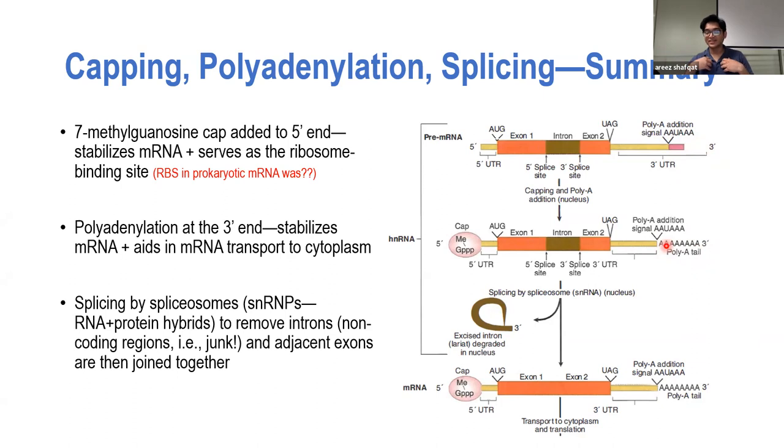What you should know is that capping happens at the 5' end, polyadenylation happens at the 3' end. Capping has two functions, polyadenylation has two functions. Other than that, whatever else you learn is, in my opinion, extra or is unlikely to show up in your exam. All right?